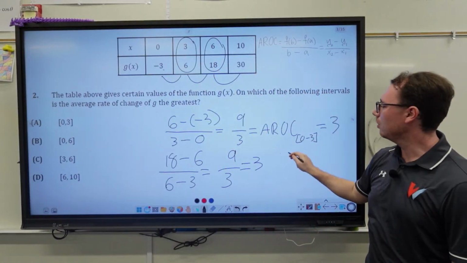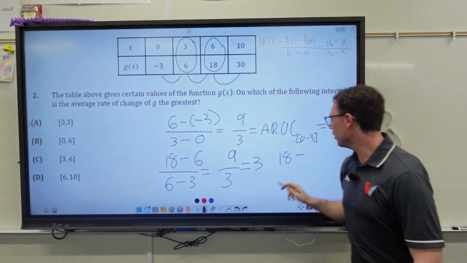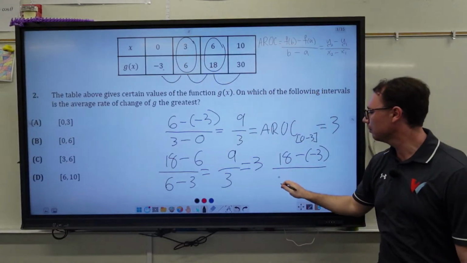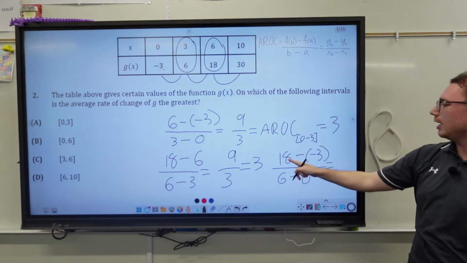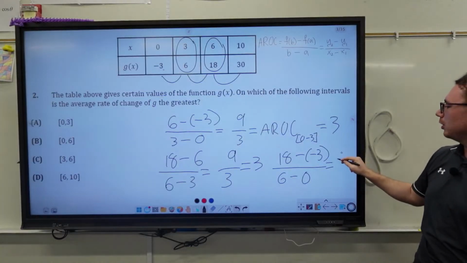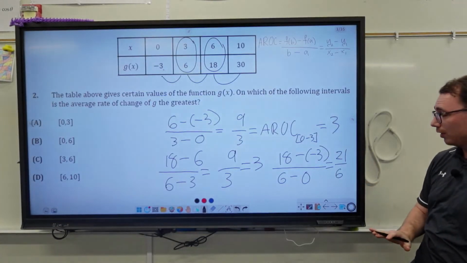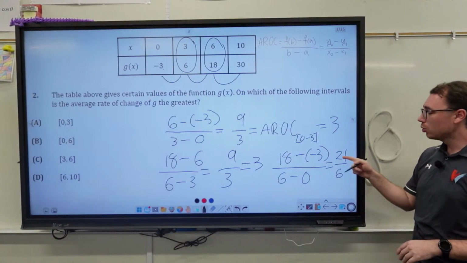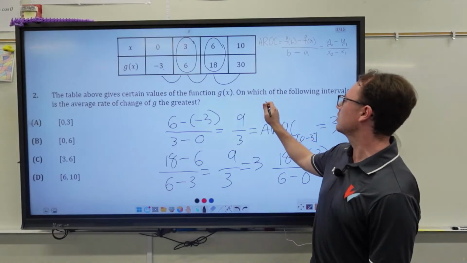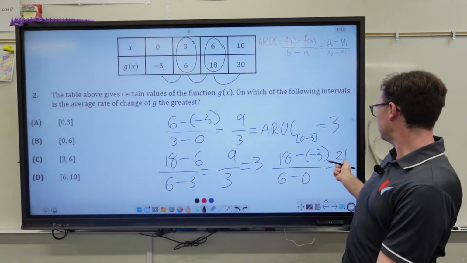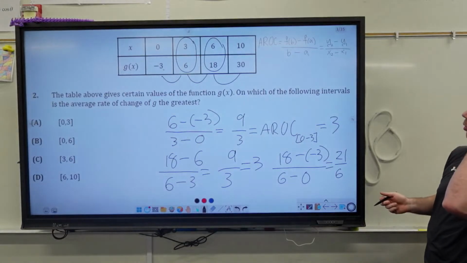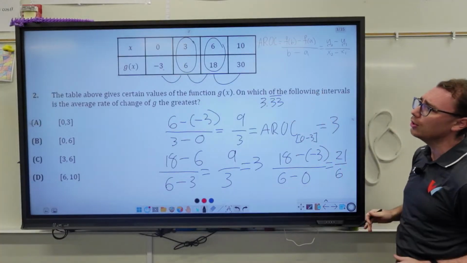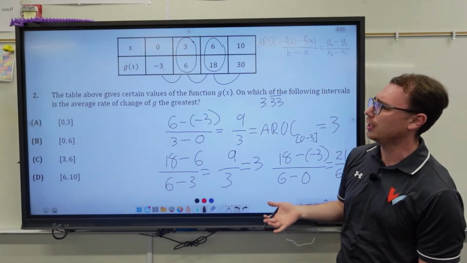If we take that y value of 18, subtract this y value of -3, and take this all over 6 minus 0, we end up getting 18 minus -3, which is going to be 21 over 6. 21 over 6 isn't equal to 3. 21 over 6 is going to give us not 18, 3.3. 3.33, repeating. Between those 2 points, we have a larger average rate of change here.